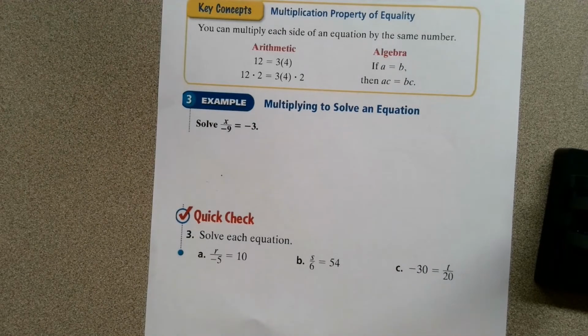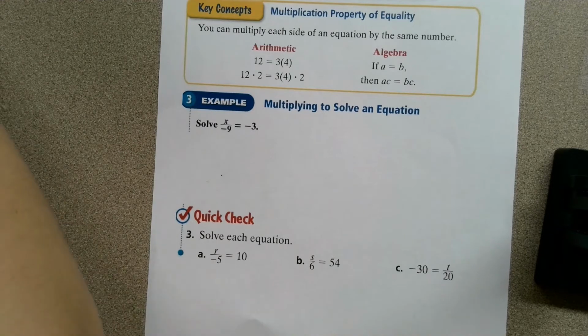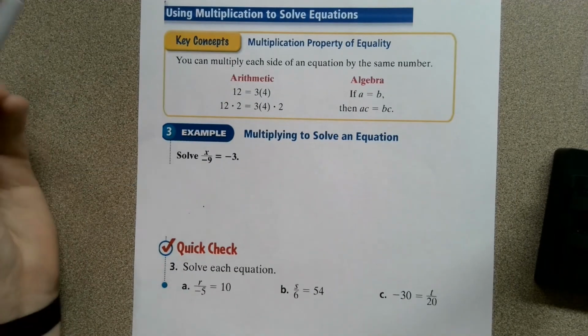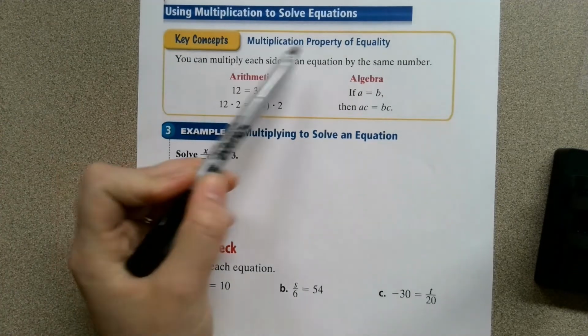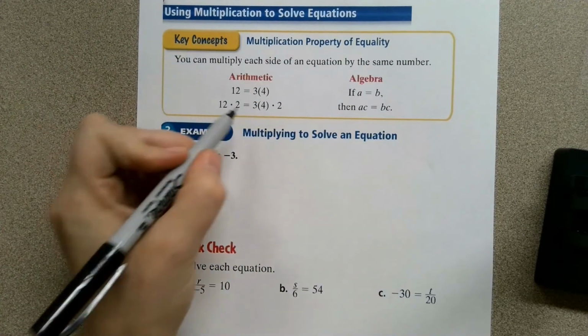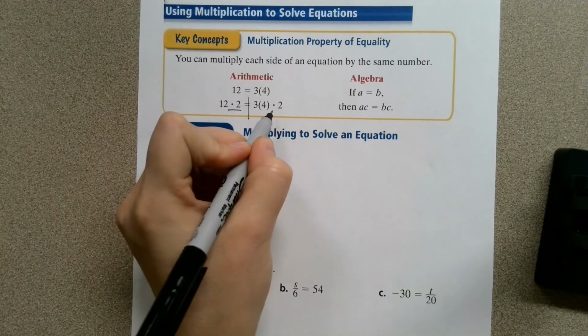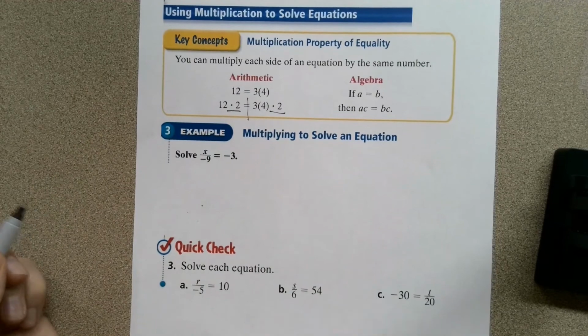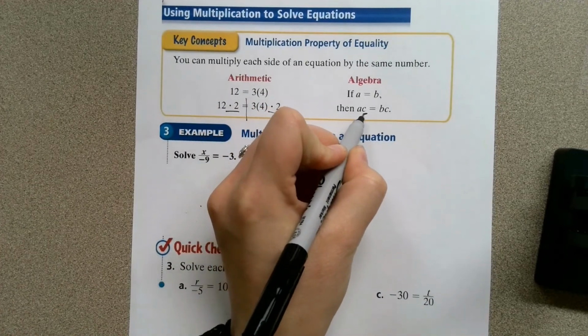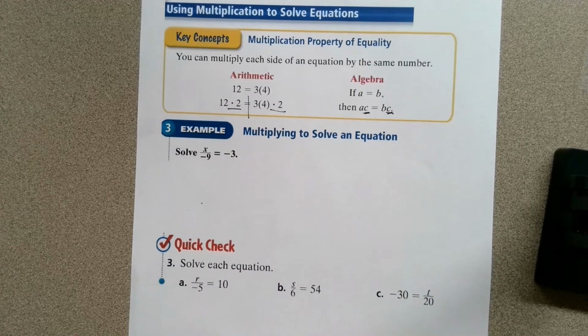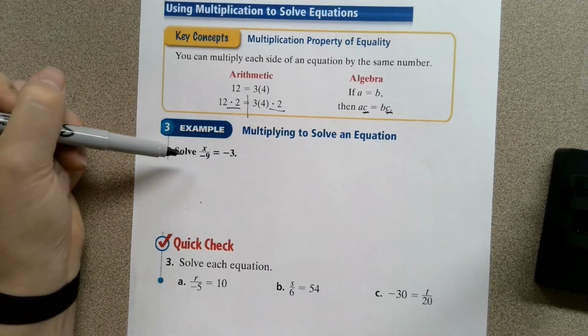All right. Example number 3, switching over. Now we're going to be using multiplication to solve the equations, using our multiplication property of equality. Again, just saying what we do to one side. So if we're multiplying by 2 on one side of the equal sign, we also have to multiply by 2 on the other side. It has to balance. So if we're multiplying by c on the left side, we are also multiplying by c on the right side. And this is what it'll look like.